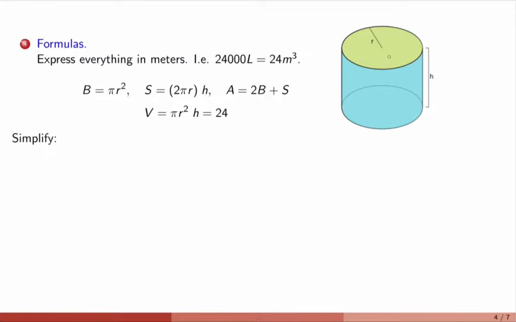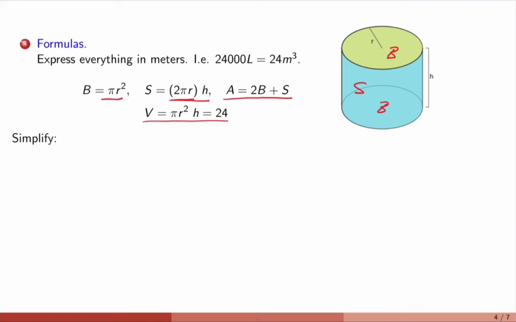So here are the formulas. Let me introduce my b's again. These were those bits, and the s is the outside mantle. Now 24,000 liters are 24 meters cubed. The base has an area of pi r squared, as does the lid also. And the sides have an area 2 pi r times h. So the total area is 2b, which is base plus lid, plus the mantle around it. And then the volume is given as pi r squared times the height h, and this has to be 24 meters cubed.